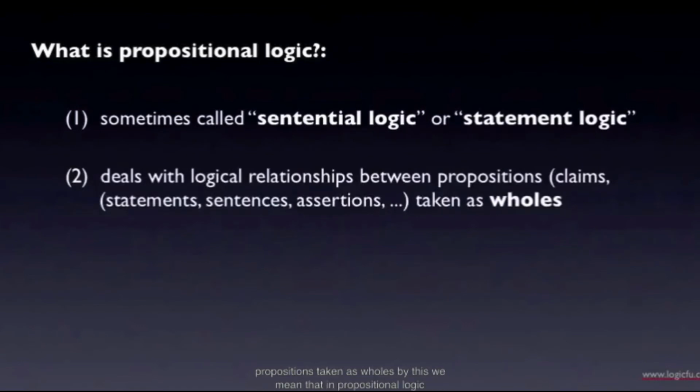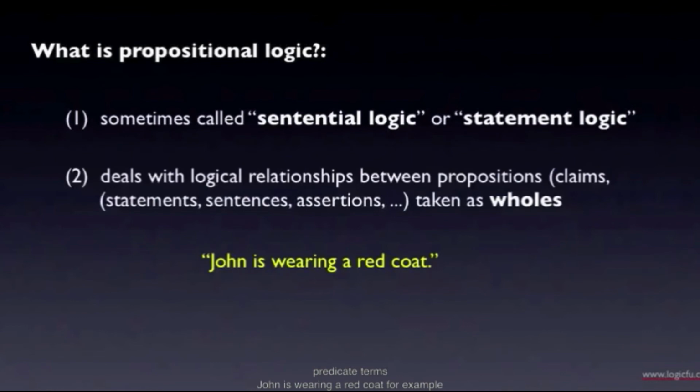But more importantly, it deals with logical relationships between propositions taken as wholes. And by this we mean that in propositional logic, the fundamental unit of analysis is the whole proposition, the thing that can be true or false. We're not interested in the parts of speech that make up the proposition, like subject terms and predicate terms. In John is wearing a red coat, for example, John is the subject term and is wearing a red coat is the predicate. So the subject term John by itself is neither true nor false, and neither is the predicate phrase is wearing a red coat. So only when you put them together do you get a whole proposition that can be true or false.